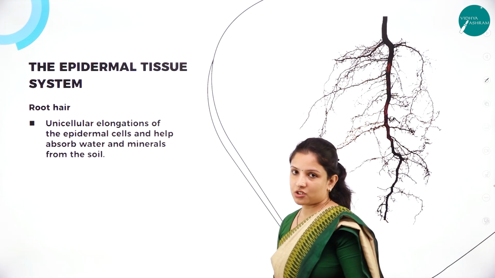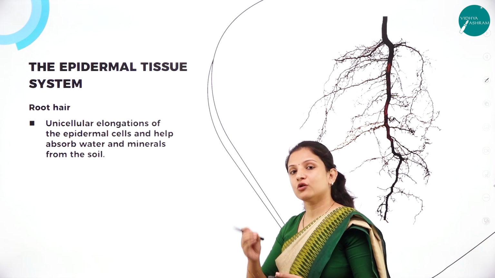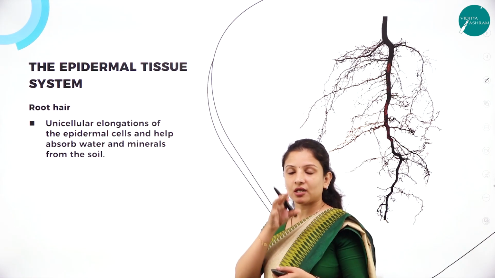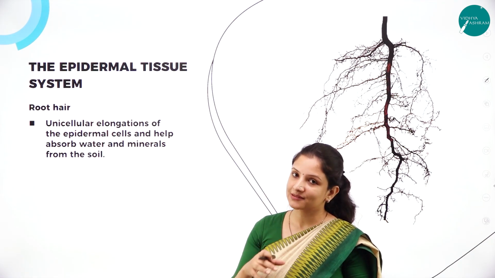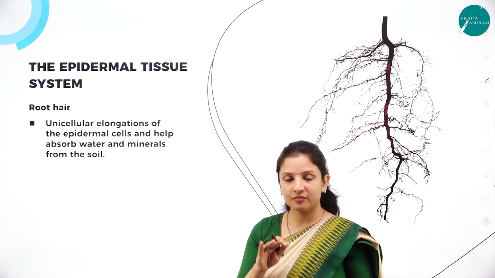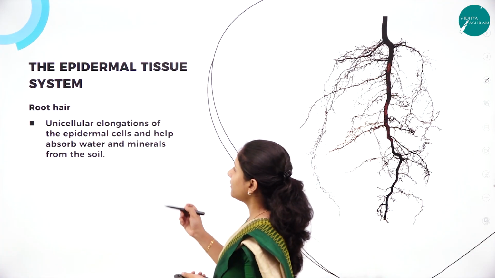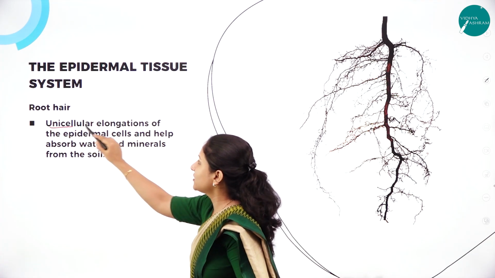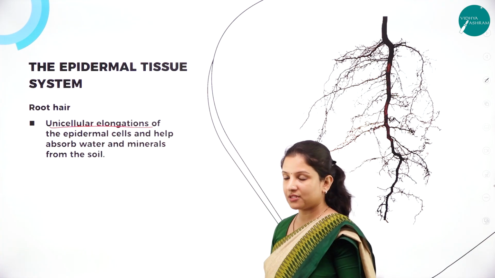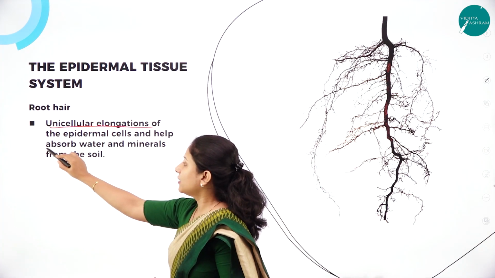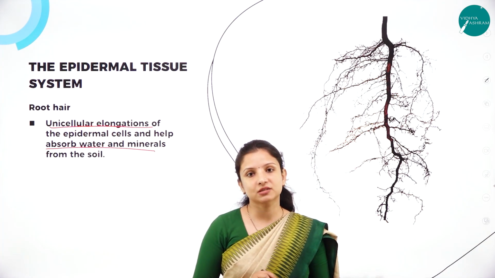Next, in the epidermal tissue system, the root hairs arise because some of the cells present in the epidermis, or some of the elongated parenchyma cells present in the epidermis, modify themselves to produce the root hairs. And root hairs are nothing but unicellular elongations of the epidermal cells, and the main function of the root hair is to help in absorption of water and minerals from the soil.